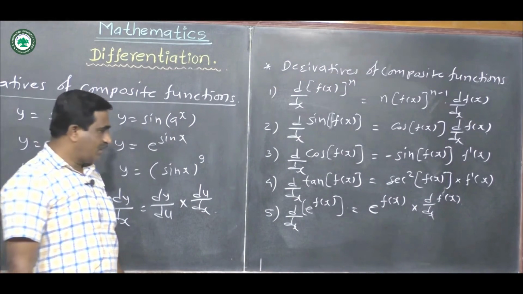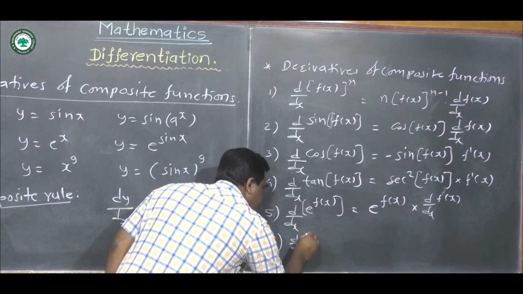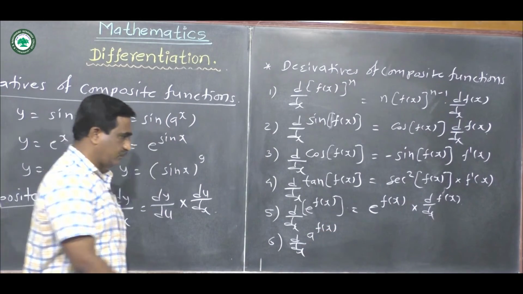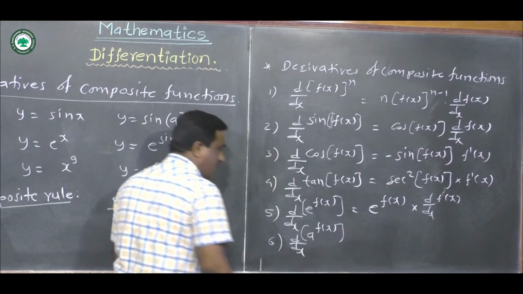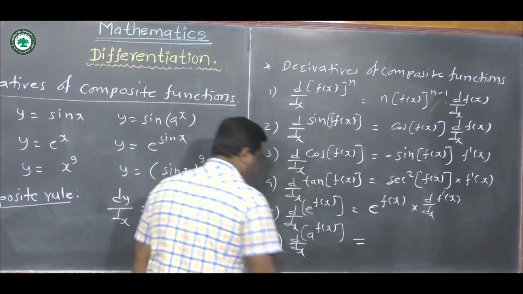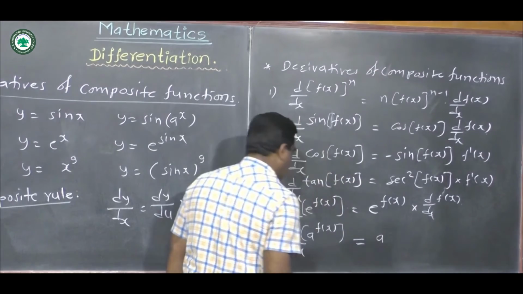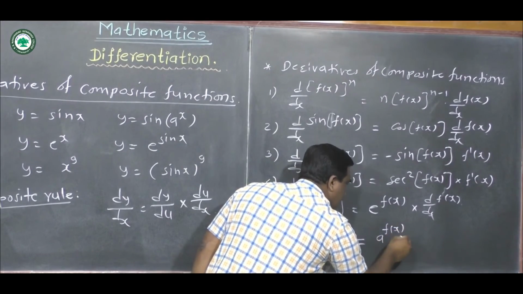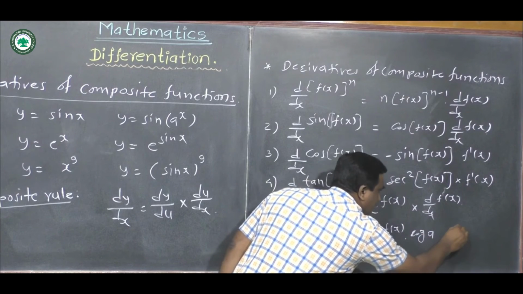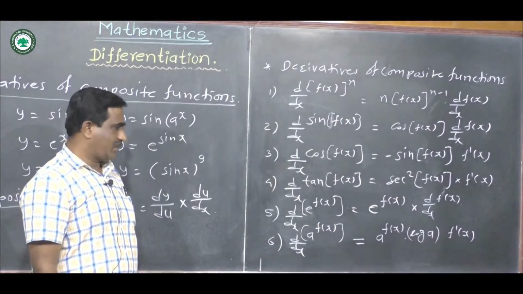Now one more function is here, dy dx of a raised to f of x. We know that the derivative of a raised to x is a raised to x into log a, but the derivative of a raised to f of x is a raised to f of x into log a into the derivative of f of x, that is f dash of x or dy dx of f of x.